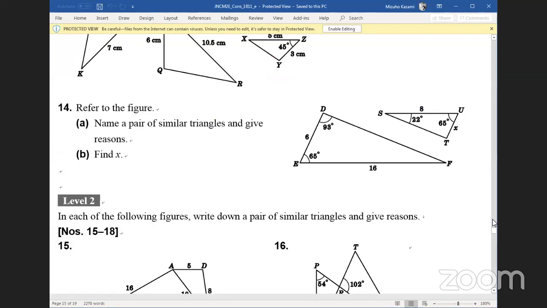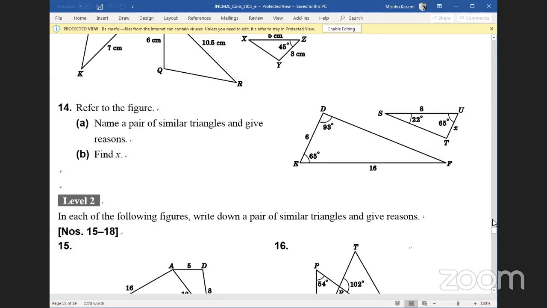But be very careful. If you are not familiar with those reasons at this moment, you can always refer to your book page 40. There are only three reasons that we can conclude that the triangles are similar. The first one is AAA. The second one is three sides proportional. And the third one is ratio of two sides including angle.